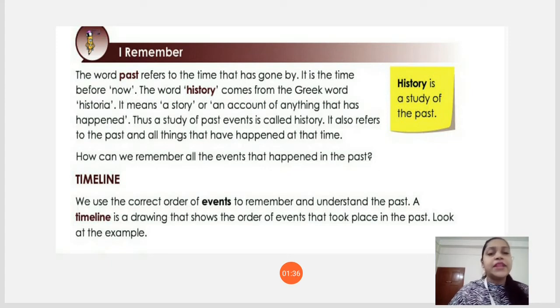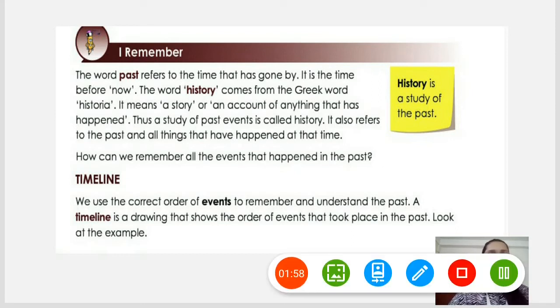And what does it mean? It means a story or an account of anything that has happened. It's not that it's going to happen or it's happening. It has already happened, and history is the study of those events.